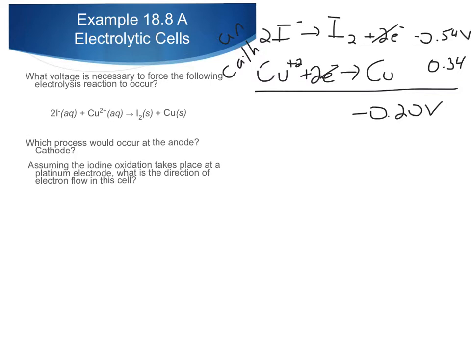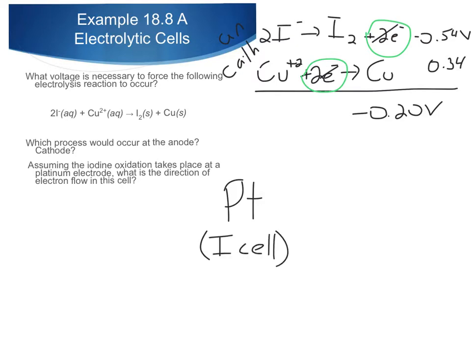So we can see that the electrons come off of the iodine and onto the copper. So the electron flow would be from the platinum electrode, which is in the iodine half cell. The electrons would flow to the copper cell, and they would be added into the copper solution to make copper solid. So from anode to cathode still, but we would say platinum to copper.